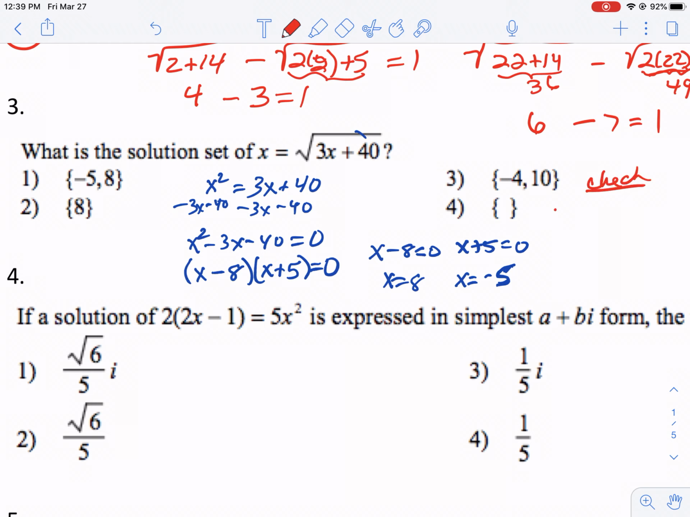So x is 8, and I want to see if that works out to the square root of 3 times 8 plus 40. So is 8 equal to the square root of 64? Yes, it is. So 8 is a good answer.